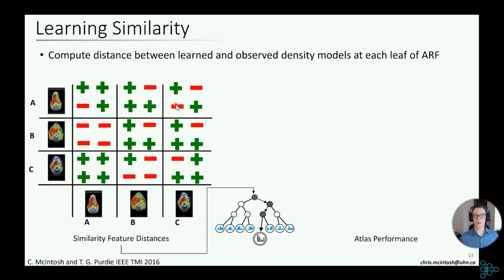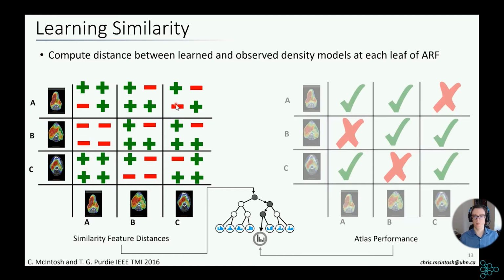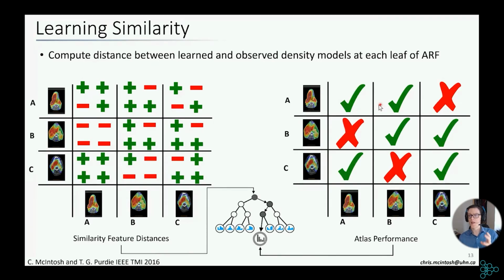And then what we can do is feed these sets of features into another machine learning model, which we also used a regression forest for, but we could have used SVM or deep learning or any other method, and try to predict the actual match between those patients' plans.